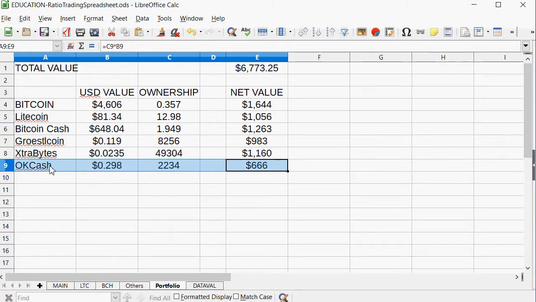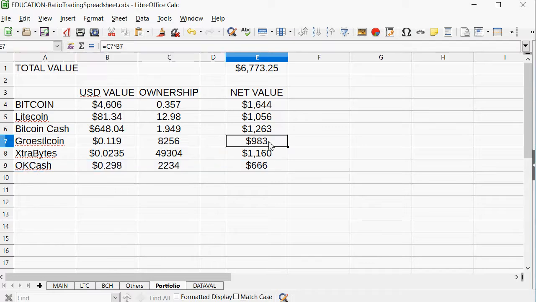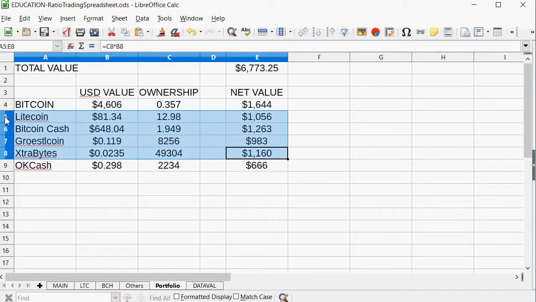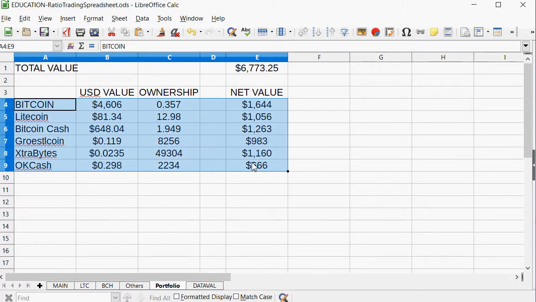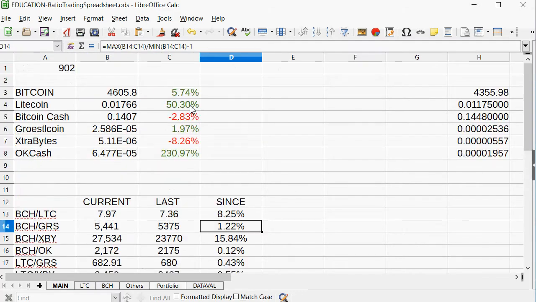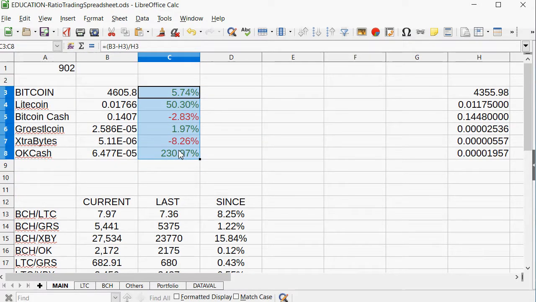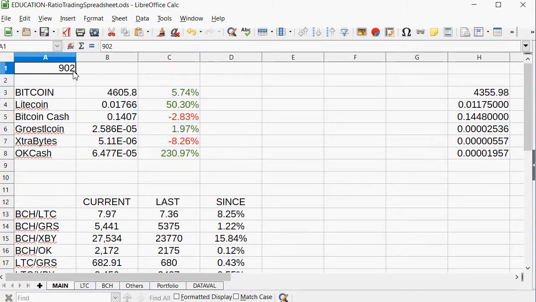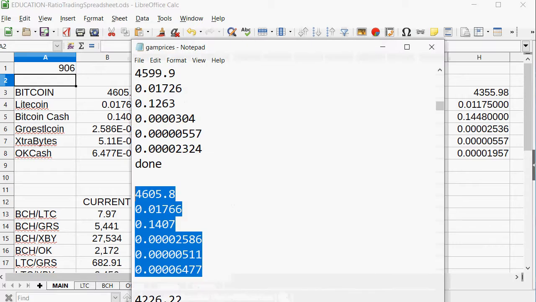Okay, cash is the lowest, but we sold a bunch of it. And then we have GRS at 983, and then all close is Litecoin, BCH. And right now it's even catching up to Bitcoin, which could be used to buy more coins, which is why you'd be putting that in, which is why I put in all of this in case something goes down really, really large along the way. We'll do one more. 906.